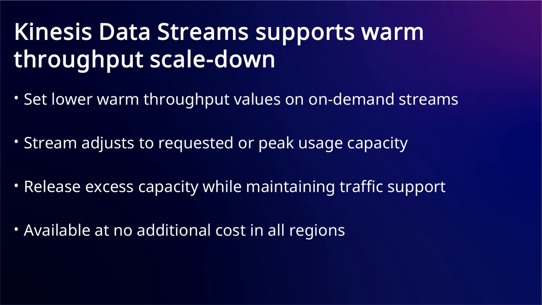You can now scale down ingest capacity by setting a lower warm throughput value on your on-demand stream with On-Demand Advantage mode. The stream adjusts to either your requested capacity or the peak usage from the last hour, whichever is higher, ensuring you maintain sufficient capacity for current traffic. This allows you to release excess capacity you no longer need, optimizing both performance and cost efficiency. The feature is available at no additional cost in all AWS regions where Kinesis Data Streams On-Demand Advantage is supported.